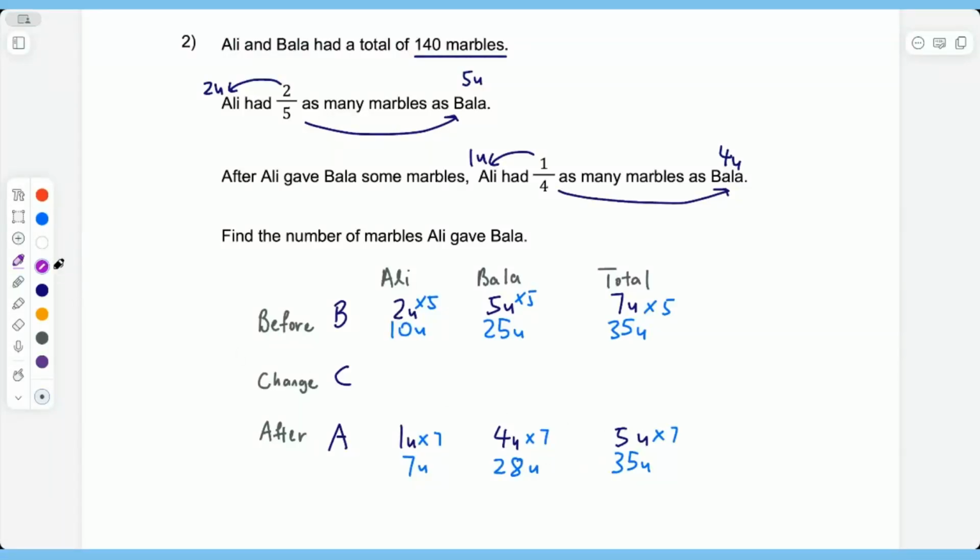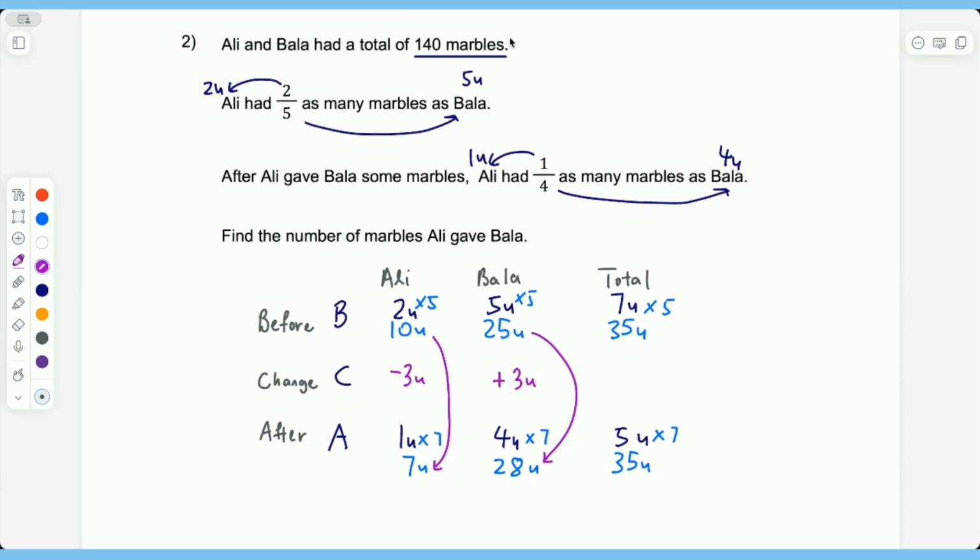Now let's find out what is the change. Before the change, Ali had 10 units. After the change, he had 7 units. That means Ali needs to minus 3 units. So 10 minus 3 will be 7 units. And for Bala, before the change, he had 25 units. After the change, he had 28 units. So Bala increased by 3 units.